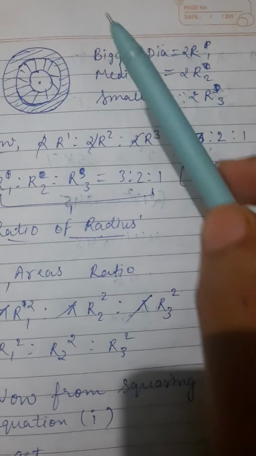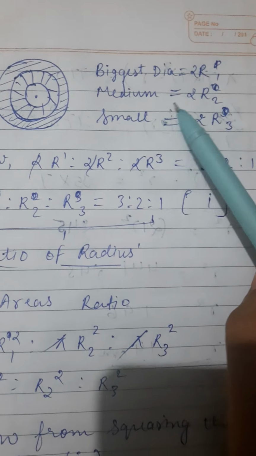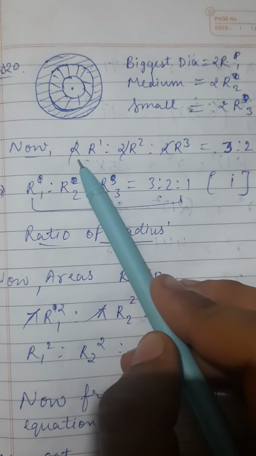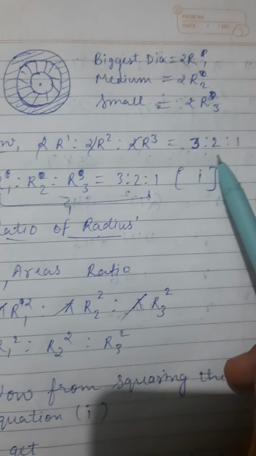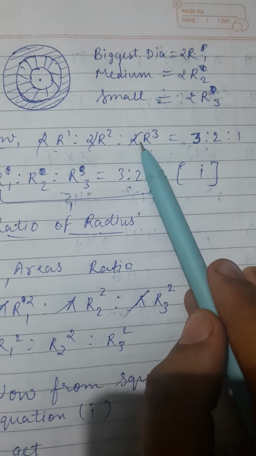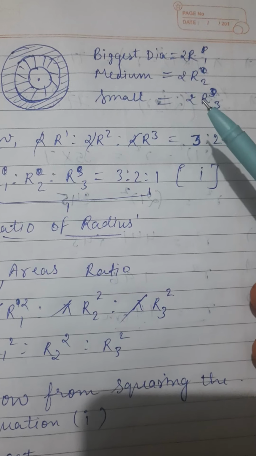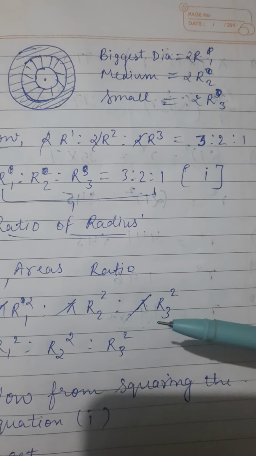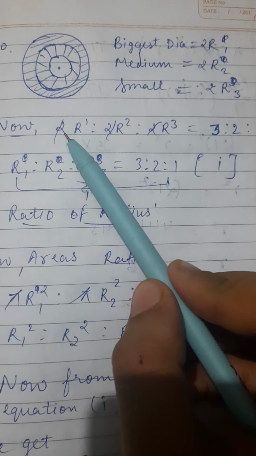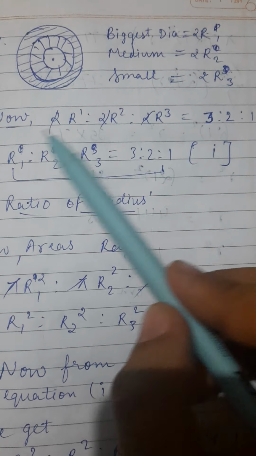So we have considered the diameter of the biggest circle as 2r1 and the medium as 2r2 and smallest 2r3. Now the ratio of these three is 3 ratio 2 ratio 1. We have arranged them from biggest to smallest, and the question was given like smallest to biggest. We shall convert it into smallest to biggest at the ending of this question. So now in the ratio, similar digits can cut out. So we have cut 2 from here.